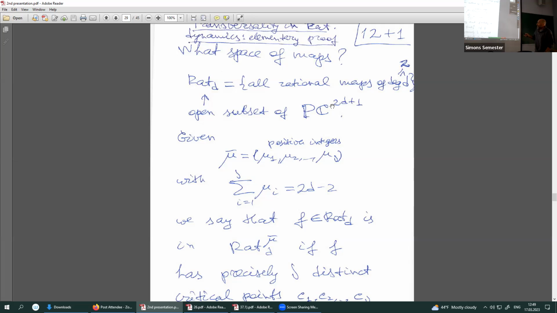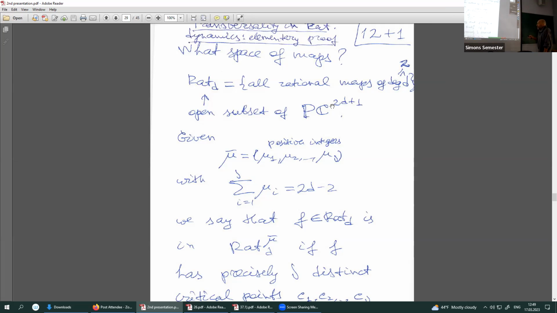Okay, but it's too big for us because if, for example, a given map f has multiple critical points, then in this space, this critical point splits into several ones. There is no way to be some holomorphic deformation in this case. So we consider a subspace. Abstractly, it goes like this.